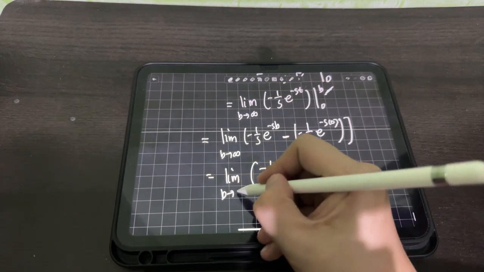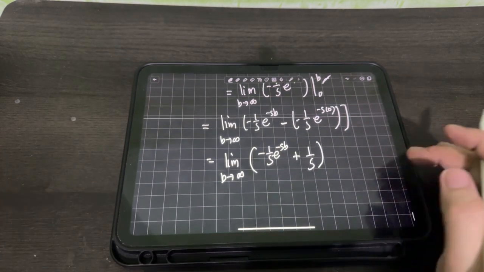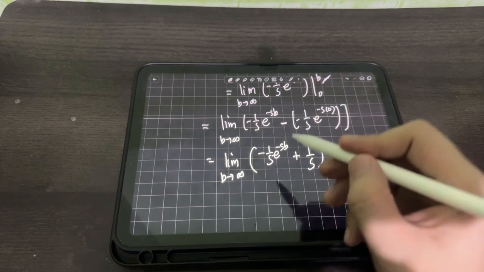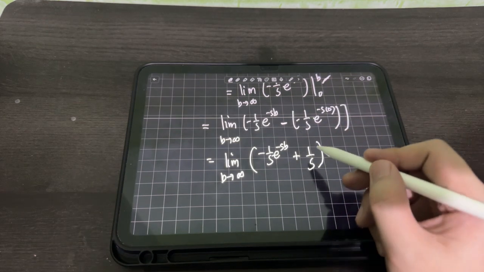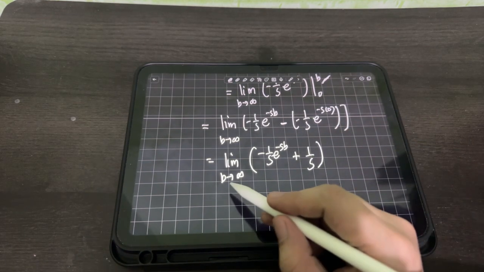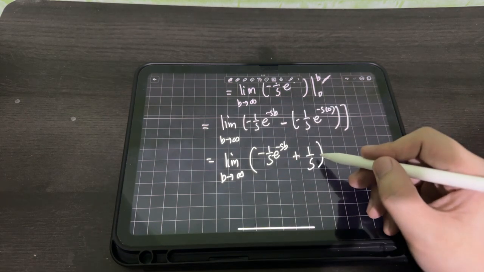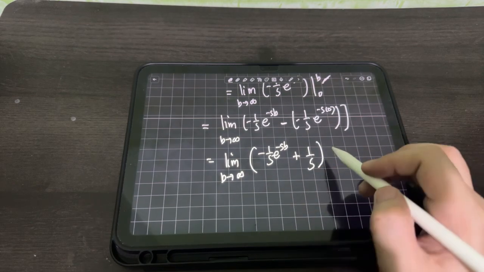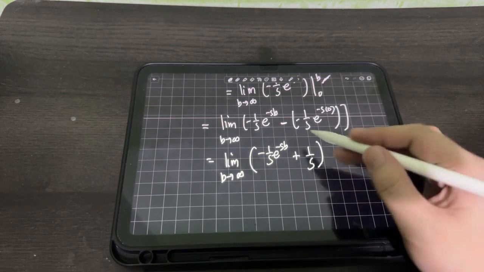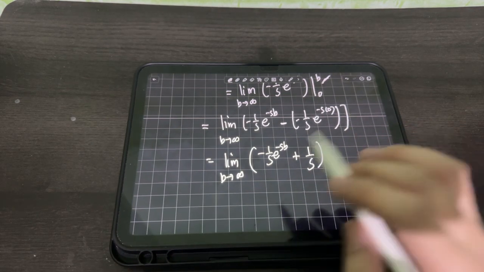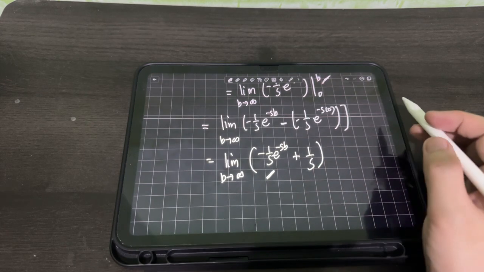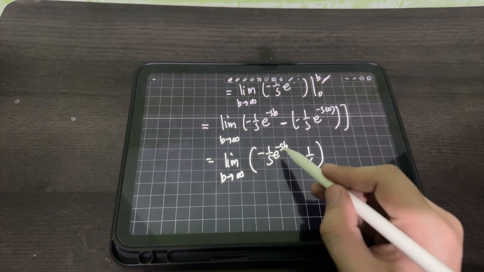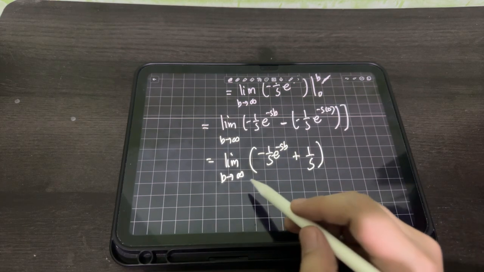Okay. Then, as b approaches infinity, we need to evaluate this limit. The second term, 1 over s, is independent of b because there's no variable b here. It's just in terms of s. So its limit as b approaches infinity is still the same, 1 over s. The problem is the first term. How do you find the limit of negative 1 over s e to the negative sb as b approaches infinity?